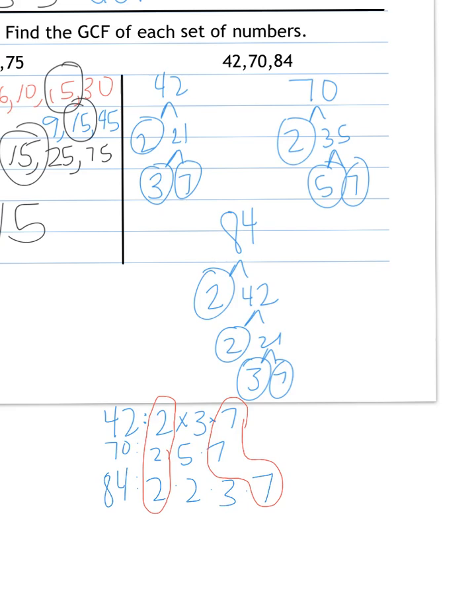So now, just like when we had two numbers, we only take one number from each of them that we circled. So from all the 2's that we circled, we only take one of them. And from all of the 7's that we circled, we only take one of them. And we multiply them together. 2 times 7 is 14. So our GCF for 42, 70, and 84 equals 14.